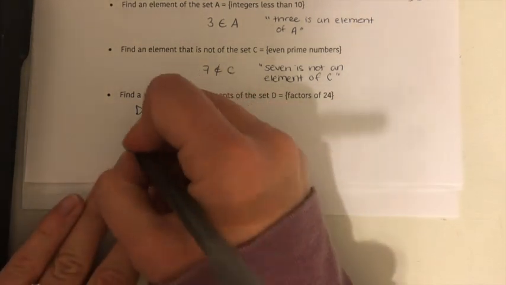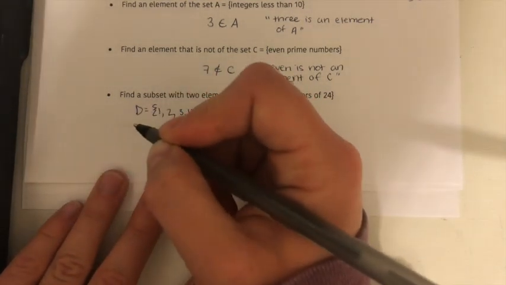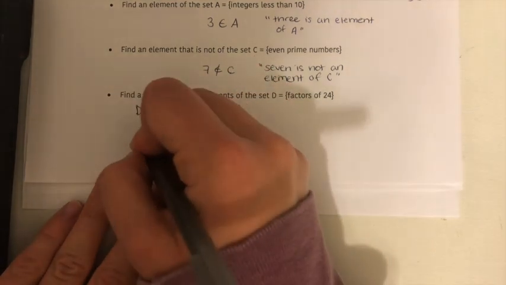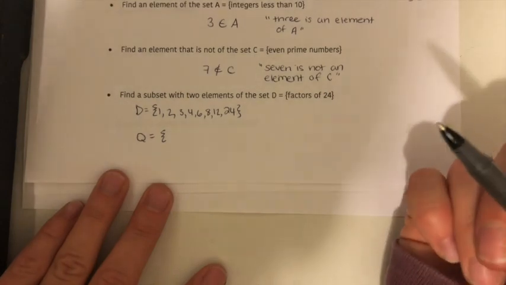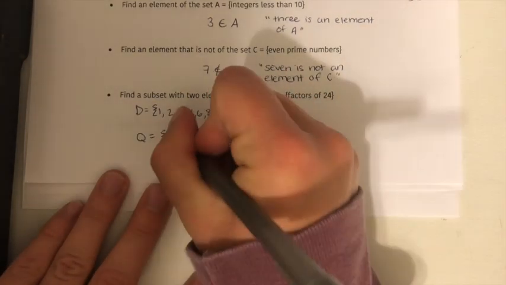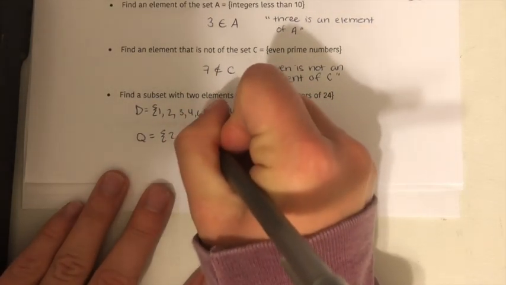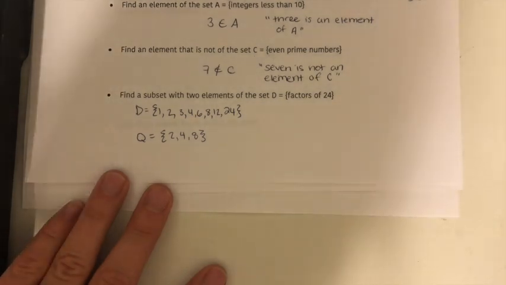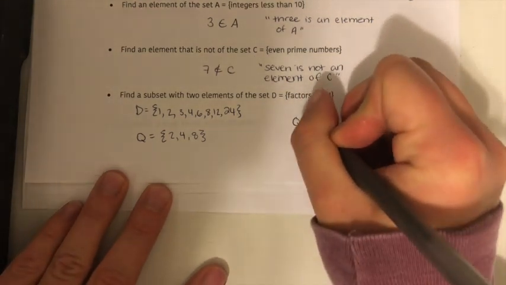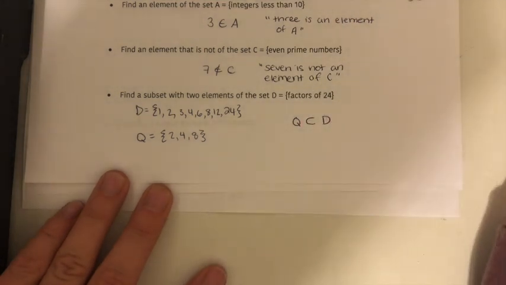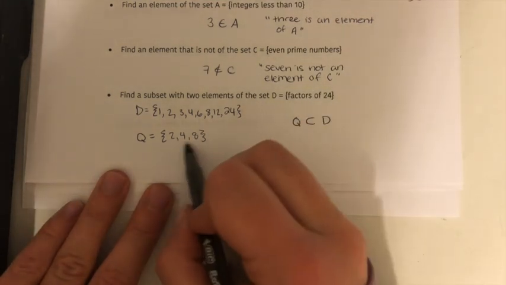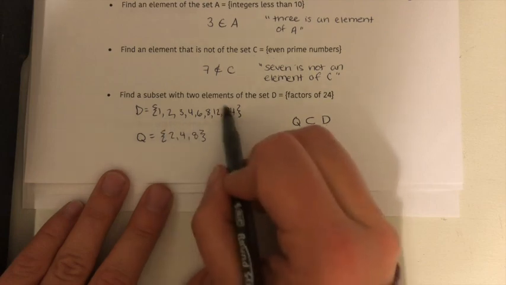So a subset, let's call it Q, because I like the letter Q. I can just pick whatever numbers out of here that I want. My favorite numbers happen to be 2, 4, and 8. So we could say that Q is a subset of D, because all of the things in Q are contained in D.